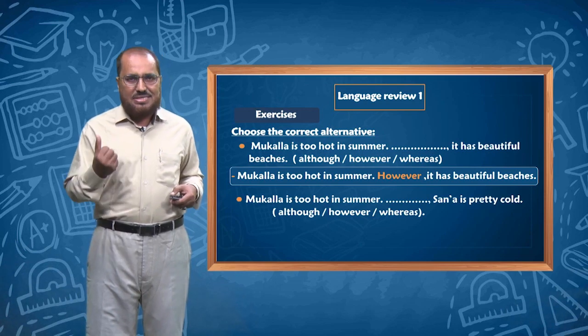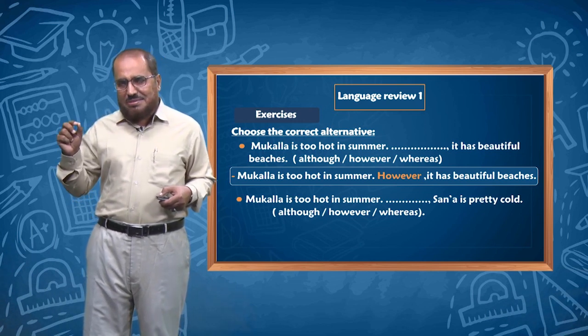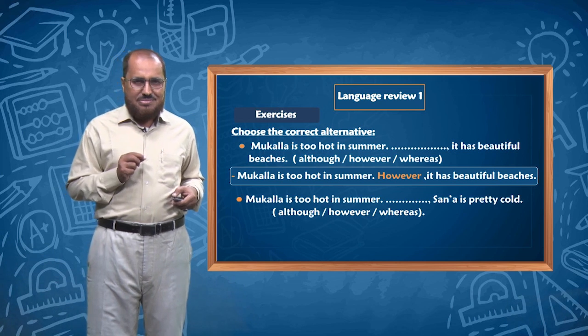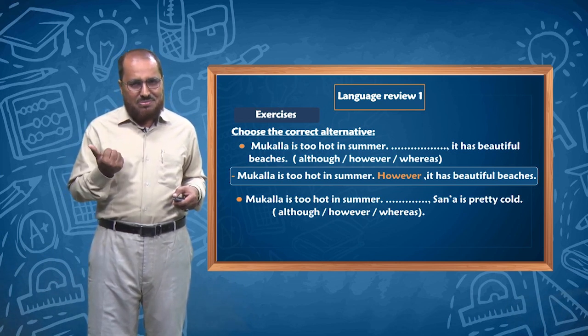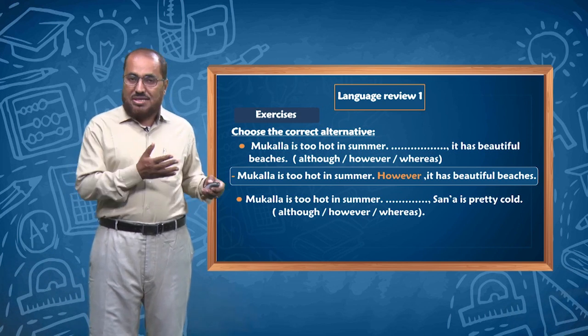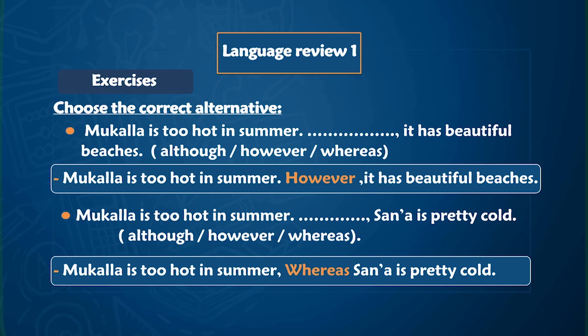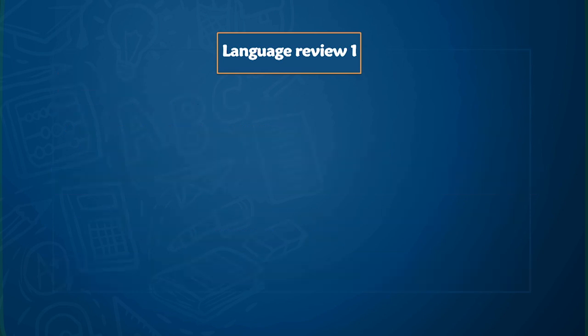Mukalla is too hot in summer, space, Sana'a is pretty cold. Although, however, or whereas. Yes, here is Sana'a and Mukalla. Let's check. Mukalla is too hot in summer, whereas Sana'a is pretty cold. Here it is because two different cities. We compare Mukalla and Sana'a. More exercises.